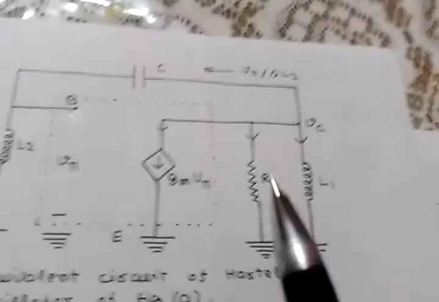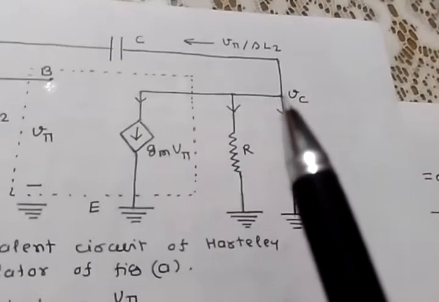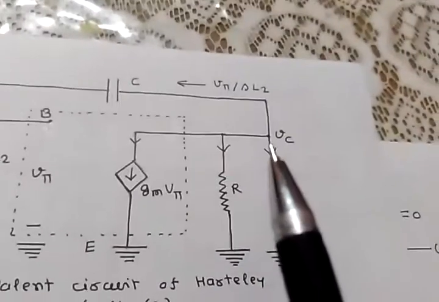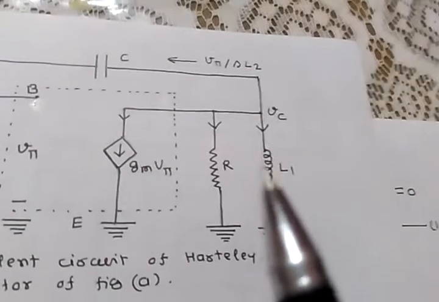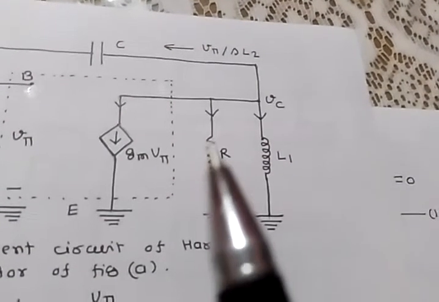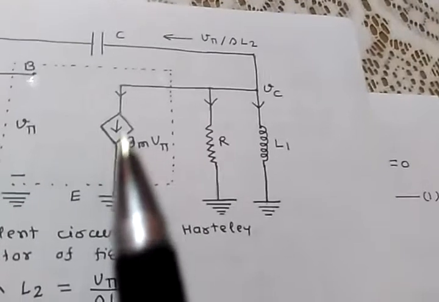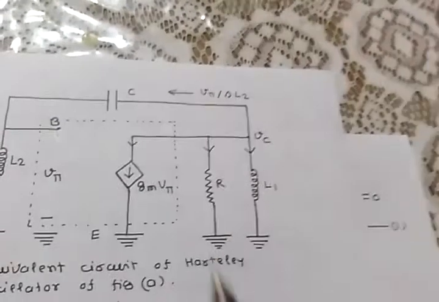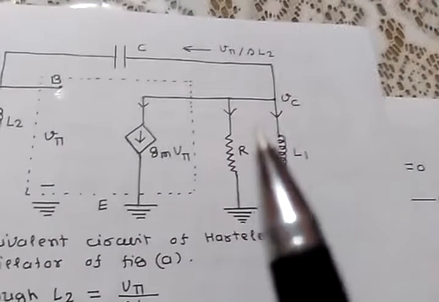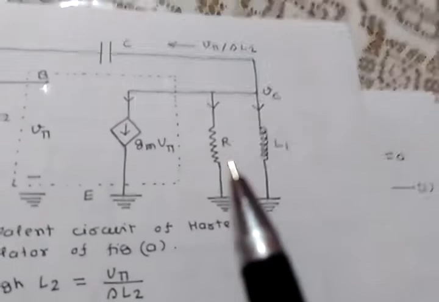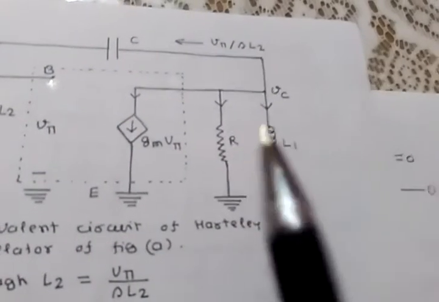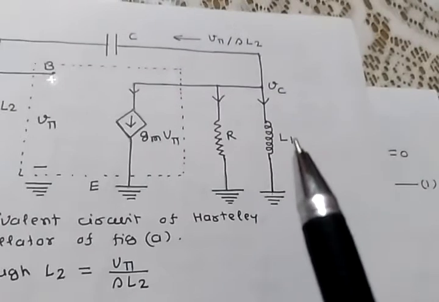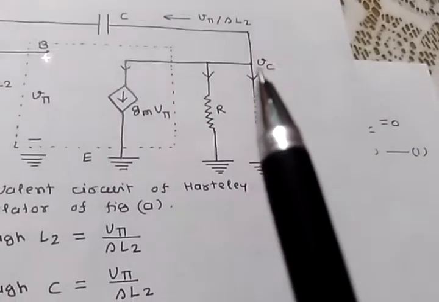Now we will apply KCL at this node, at the collector. Here is C. The currents are the current through L1, the current through R, this current from the voltage controlled current source, and the current through C. All the currents are outgoing currents. So if we add all these currents and put this equal to 0, that will be the KCL equation for this junction, the collector junction.